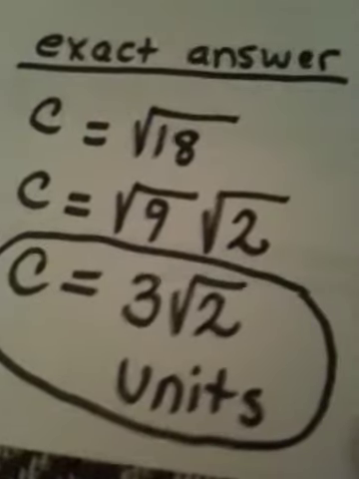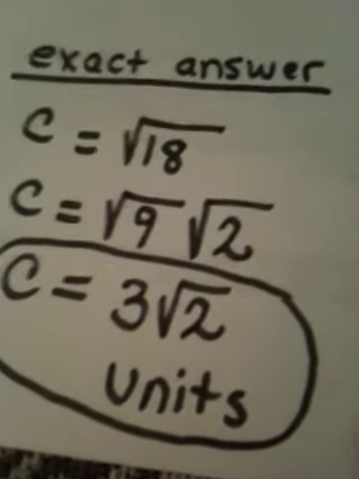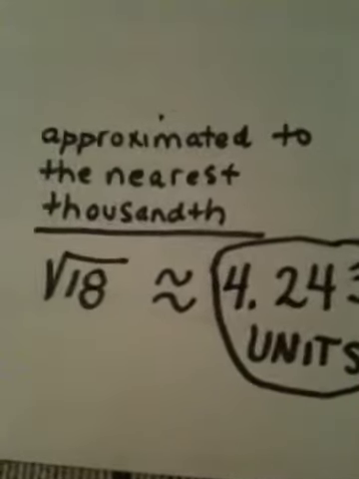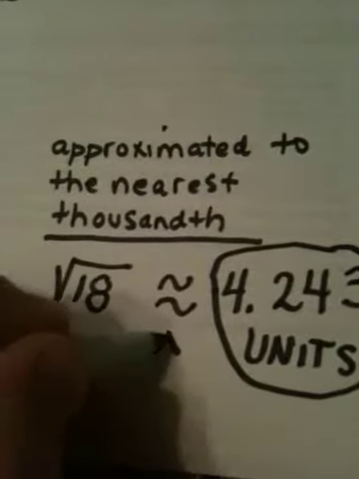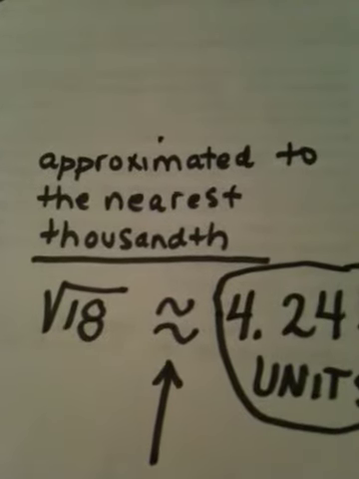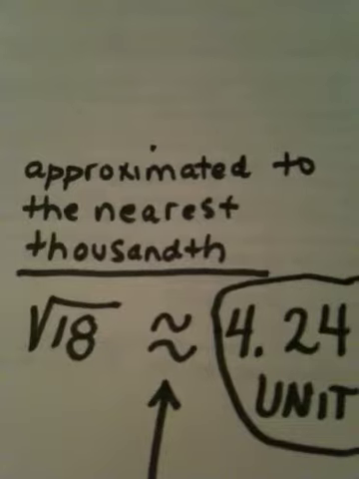So, exact pretty much means don't use a calculator. And if it's a radical, break it down. Approximate your answer means I probably need a calculator, and when I'm writing the answer, make sure to put an approximately equal sign in it, not an equal sign, because it's not exact.